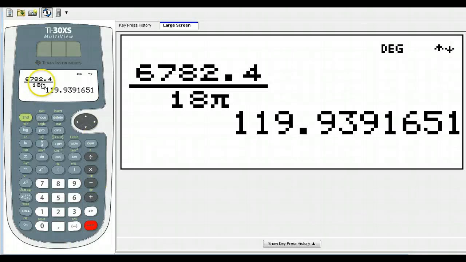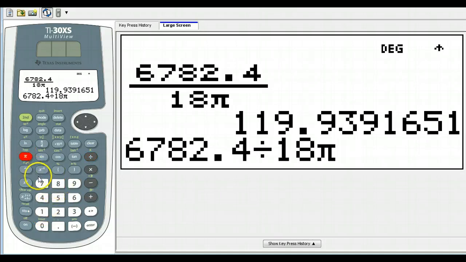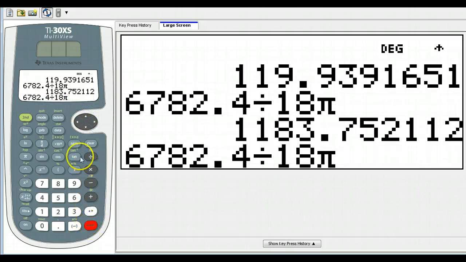Now, just to make a point, if you're not comfortable with the fraction mode, or maybe if your calculator doesn't do it, hopefully your calculator has parentheses. If you do 6782.4, say if you wanted to use this division key, it's important that you do not type in your 18 pi like this. If you do, you will get the wrong answer. See how big this is? It's because your calculator is dividing by 18 and then multiplying by pi because of the order of operations. So don't do that. Instead, you need to put that 18 pi in parentheses.